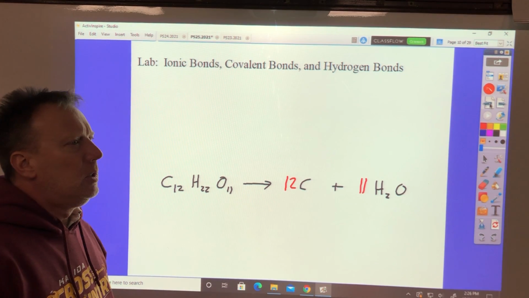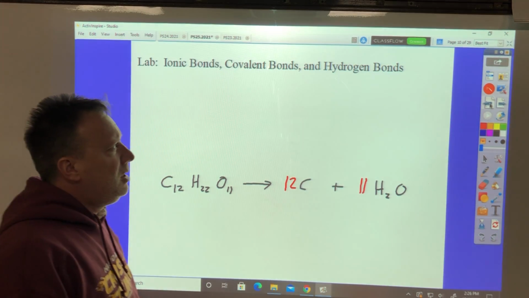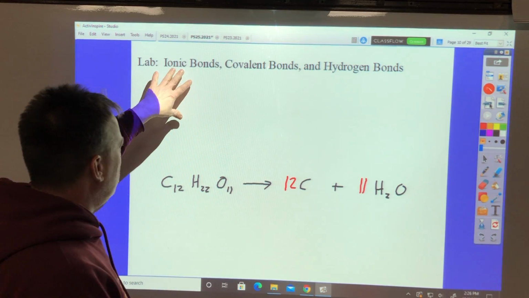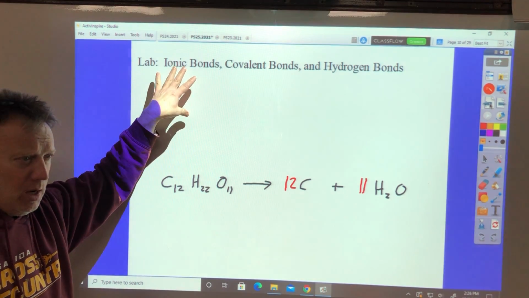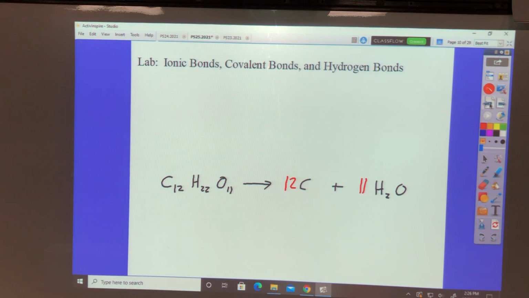And for your reference, we will use ice for hydrogen bonds, and we will use sugar for covalent bonds, and we will use sodium chloride or table salt for ionic bonds. And we'll investigate with them to try to see what they do.